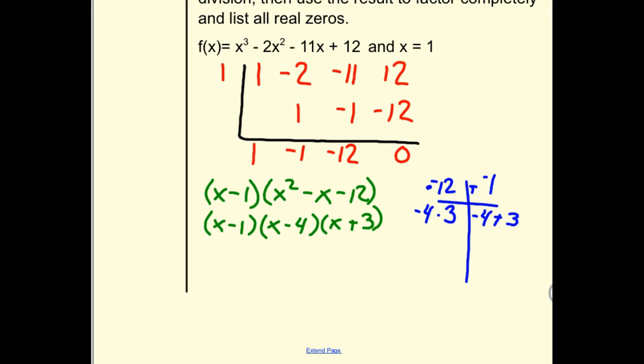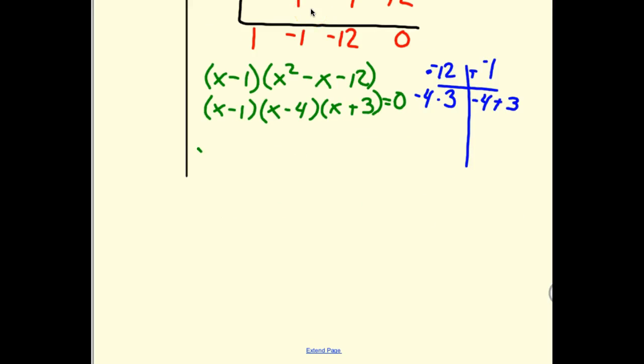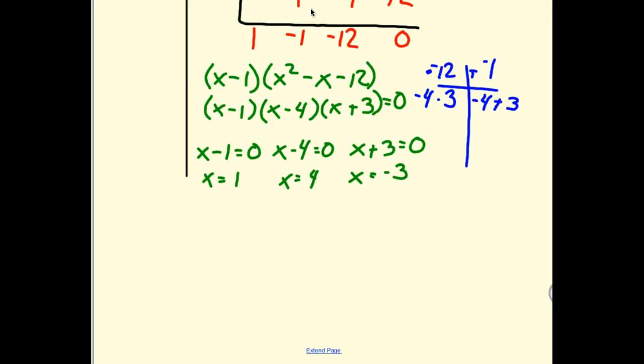And then we can finish finding the zeros. Remember, zeros occur where the function equals 0. They're also known as roots or x-intercepts. So to finish solving this, we would set each piece equal to 0 and solve for x. So our zeros are 1, 4, and negative 3. And because we're linking this to the graph, we will write them as ordered pairs. So we have (1, 0), (4, 0), and (-3, 0) for the roots or the zeros or the x-intercepts of this function.